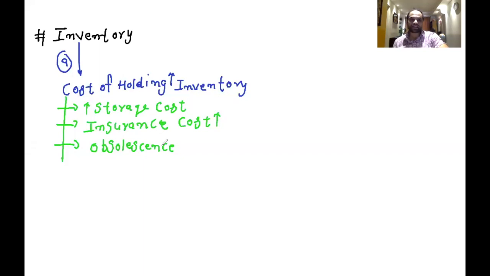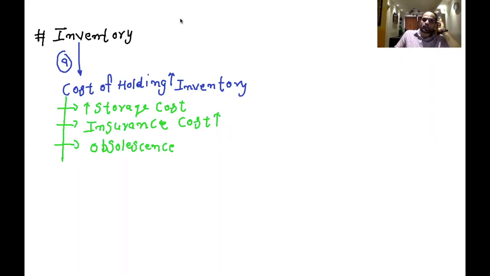So this is the problem of holding a high inventory. If the inventory level is too high, maybe we have some more costs, but we focus on the main or the minimum amount of cost to understand why it's important to manage the inventory.